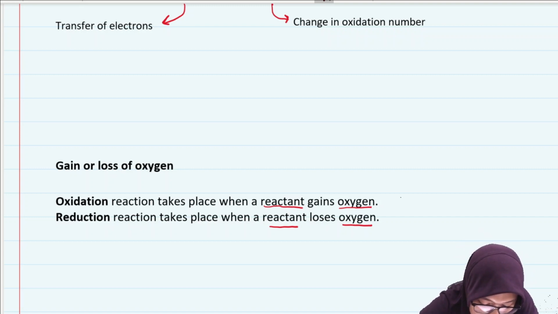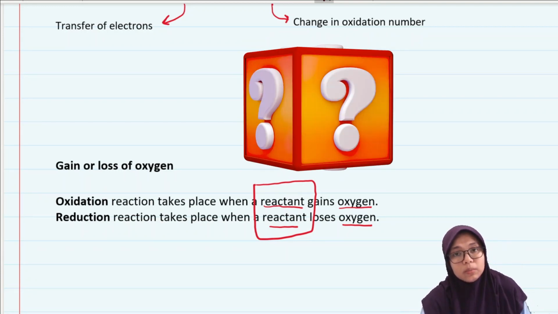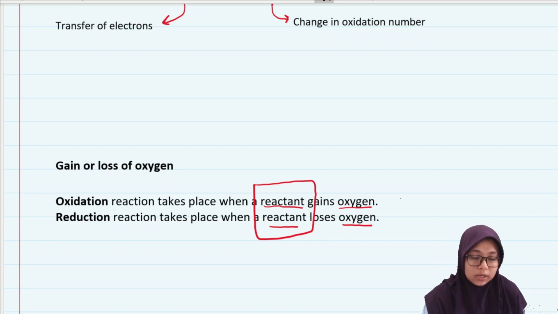Okay, so in this reaction we have the word reactant. What does it mean by word reactant? Do you still remember? Reactant and product. So reactant is the material or substance that we use to react. Okay, so that is reactant. So the product is the things or substance that form during the reaction.